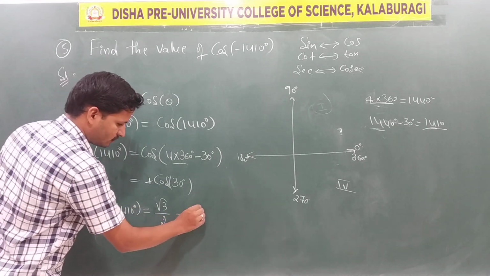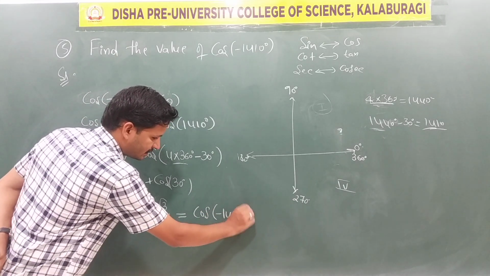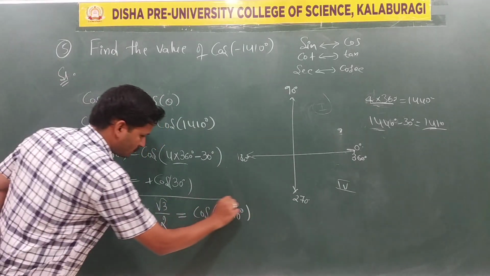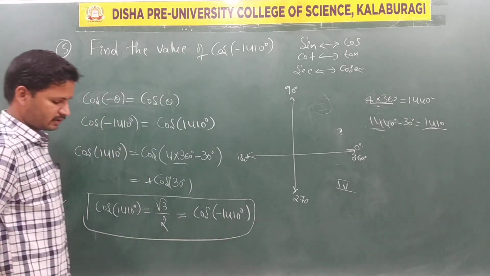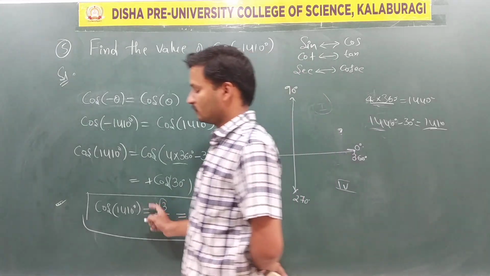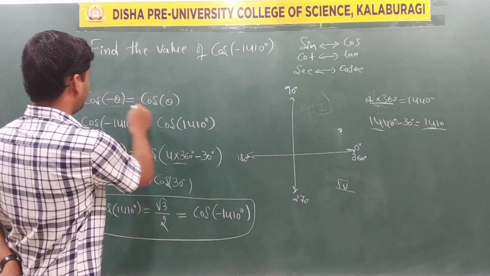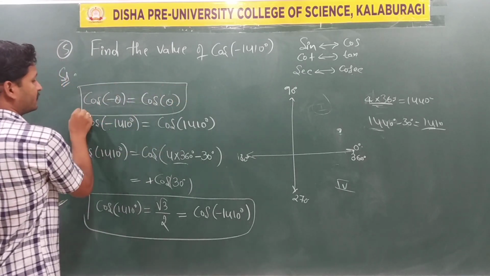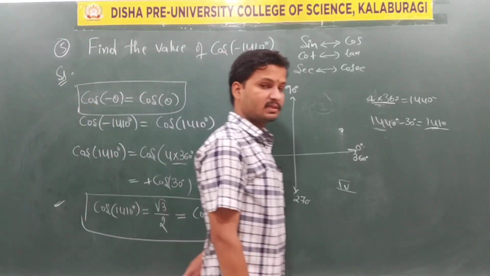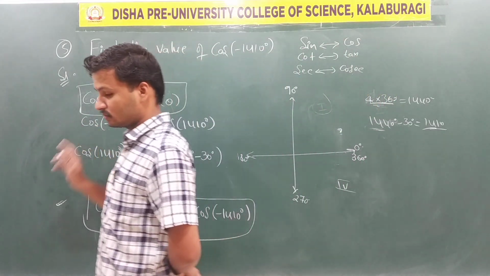So again, that is equal to cos of minus 1410 degree. Cos of 1410 degree is equal to root 3 by 2, and cos of minus 1410 degree is equal to root 3 by 2. This is because cos of minus theta is equal to cos theta. Sin of minus theta is equal to minus sin theta. You need to know those allied angles.